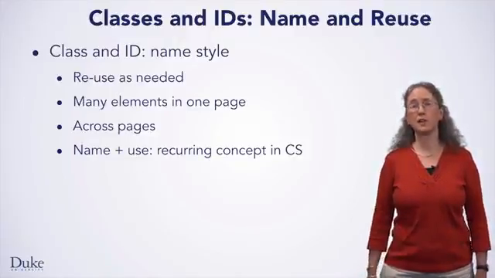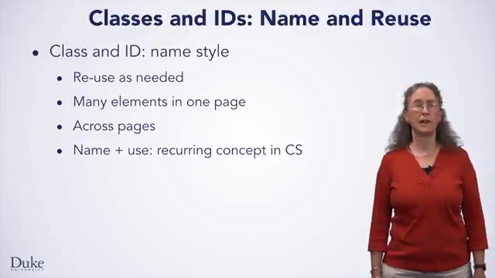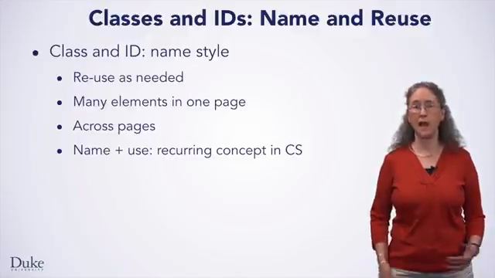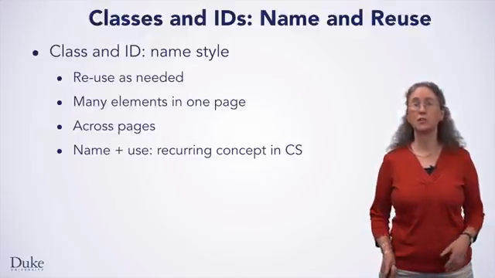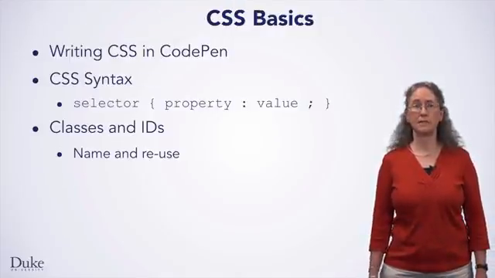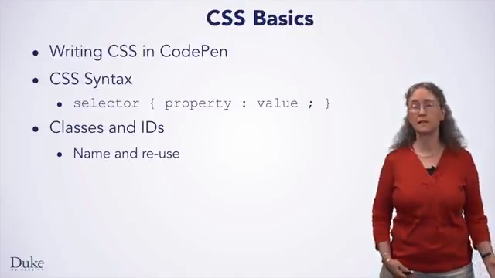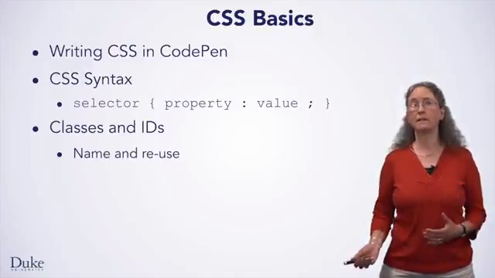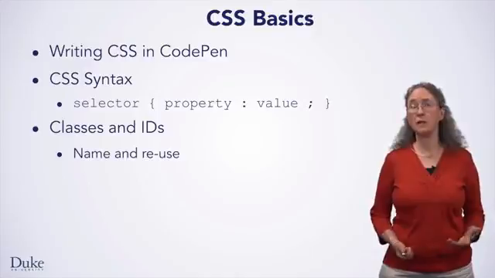Naming and reusing is a common theme in computer science. As you delve deeper into programming, you will find that it is often useful to name things, constants, algorithms, or data, so that you can reuse them. Now you have seen the basics of CSS. You've learned where to write CSS in CodePen, the basic syntax of CSS, and how to make classes and IDs to name and reuse styles.